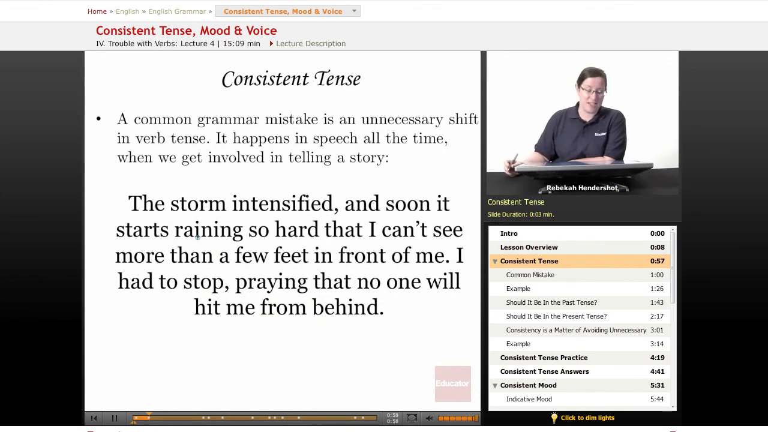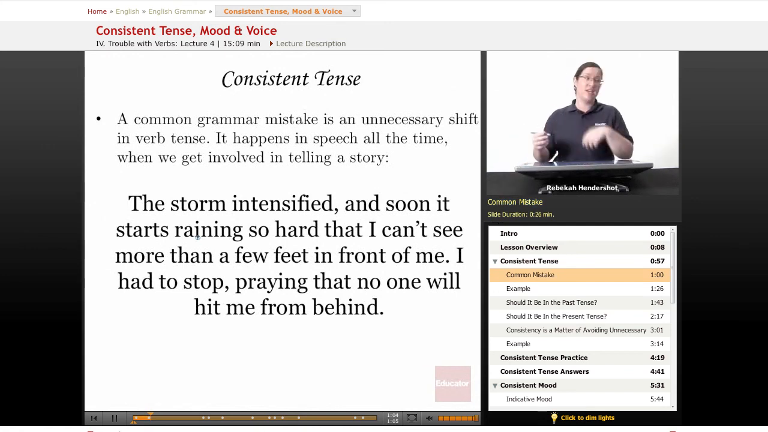All right, consistent tense. A common grammar mistake is an unnecessary shift in verb tense. Basically, you're causing your listener or your reader to bounce around in time without a reason. Remember, tense is all about time. Now, this happens a lot of the time in speech because we get really involved in telling a story. And we shift from the past tense, where we're talking about what happened, to the present tense, so we've got that you are there effect. And it sounds really cool when we talk and looks really stupid when we write it down.